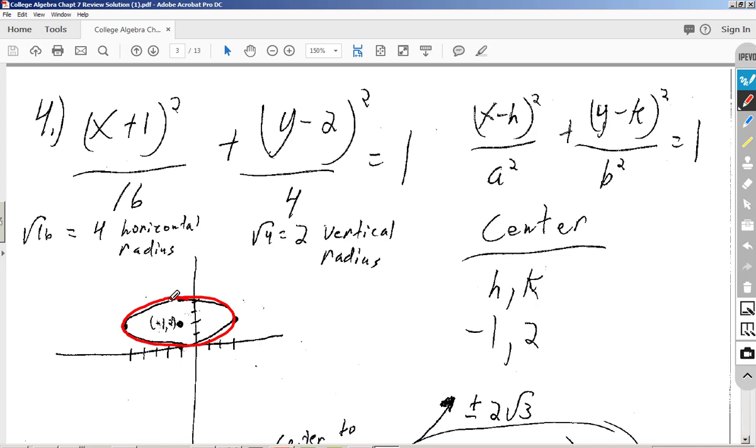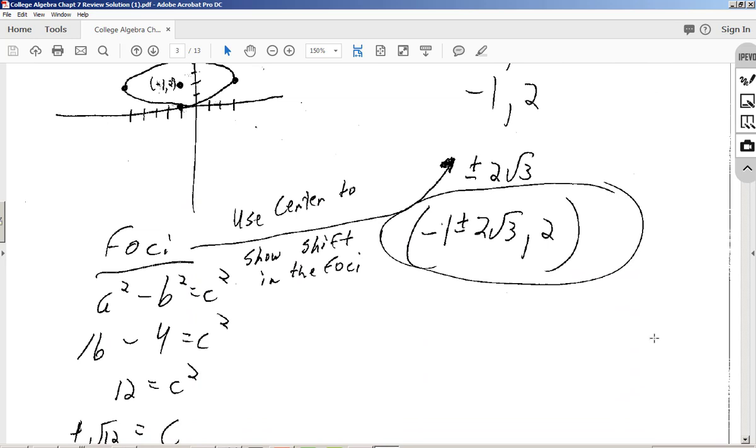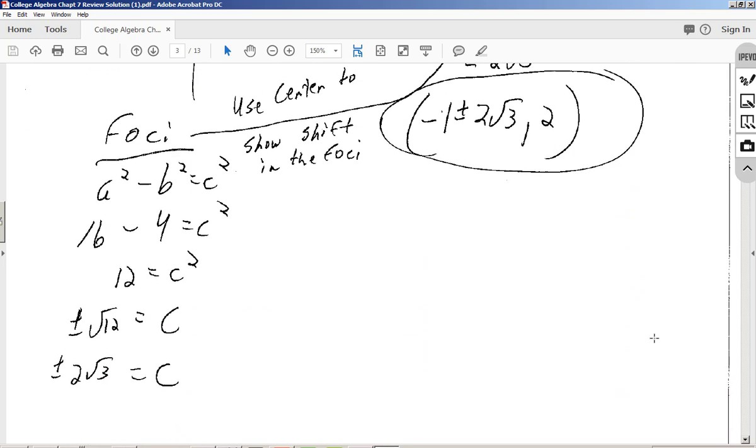So now I've got to go ahead and find the foci. To find the foci, I use my formula. My formula says that a squared minus b squared equals c squared.